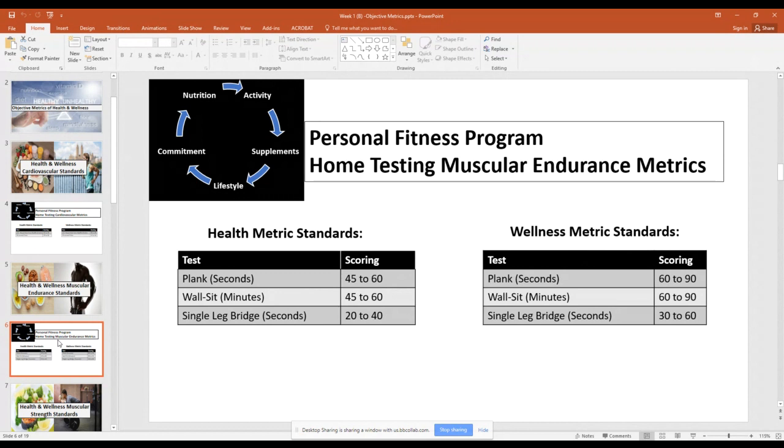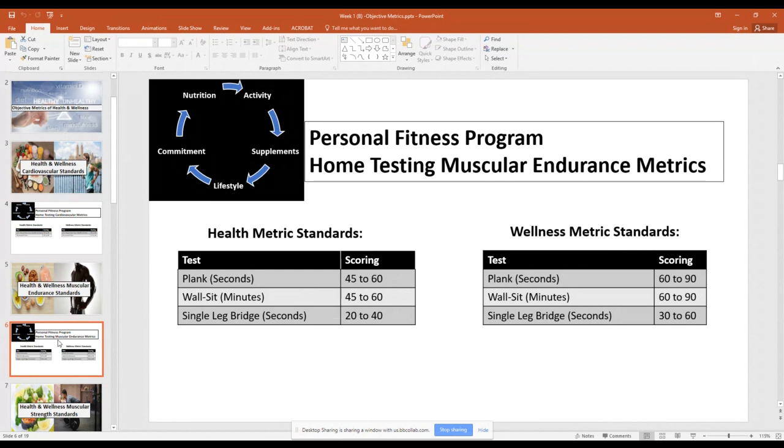The wall sit is when you're up against a wall. You're about a foot off that wall, and you put your butt, shoulders, and head up against the wall, and you sit with a 90-degree angle, and you want to hold that posture for the designated seconds.